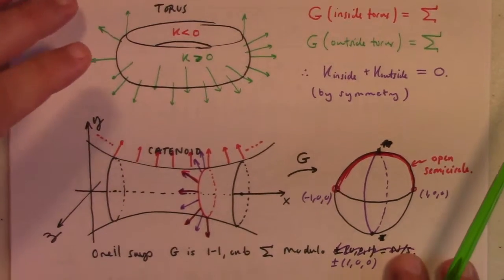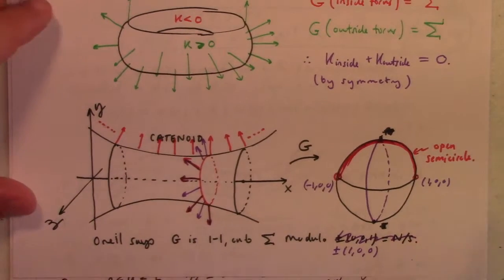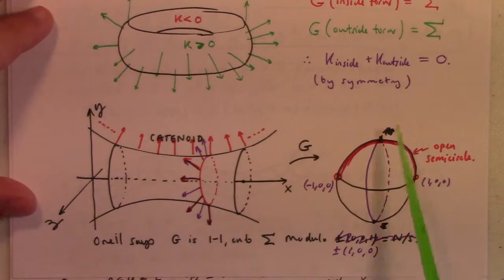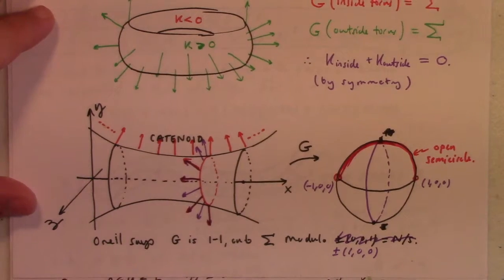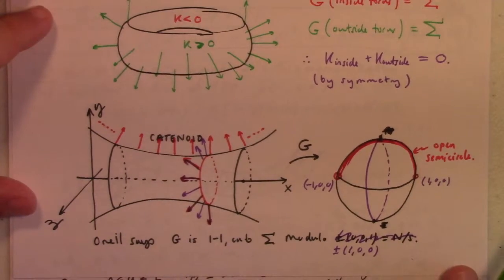And then I think O'Neill has another example about a catenoid. A certain subset of the catenoid maps onto the whole sphere, modulo the north and south poles. Anyway, I'll let you read that in O'Neill.